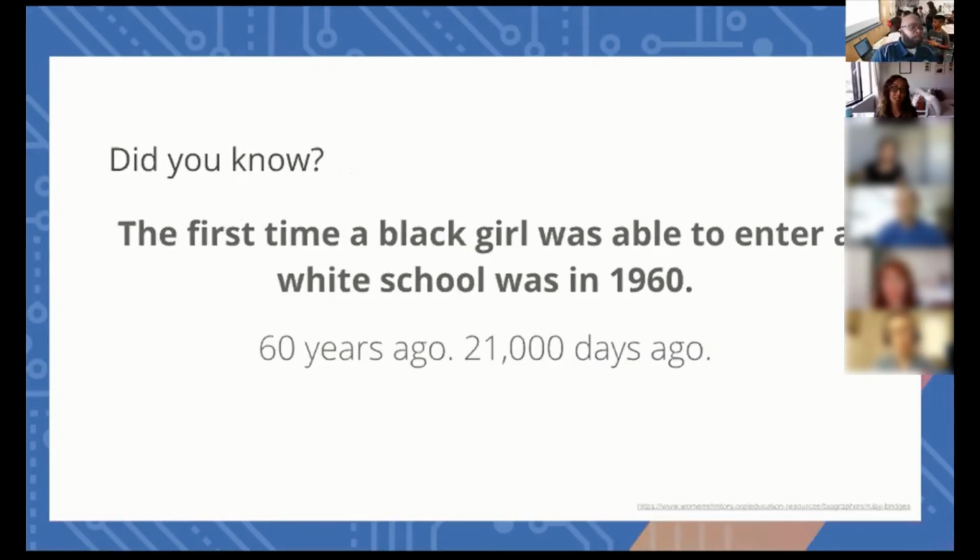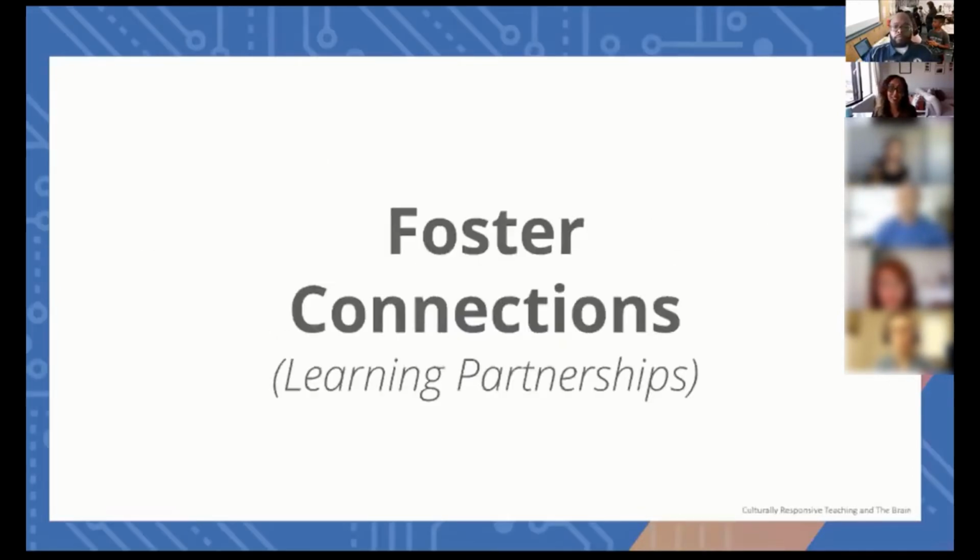So let's remember that our country was not built to benefit Black and Brown people. And just 60 years ago was the first time a Black girl was able to enter a white school, which is kind of mind-blowing. It's not that long ago. So as an educator, being able to foster these cultural connections, again touching on learning partnerships, one of the 4 quadrants, will allow you to become more aware of the socio-political context and help students expand their intellectual abilities. Make sure you do your own research on racial history.